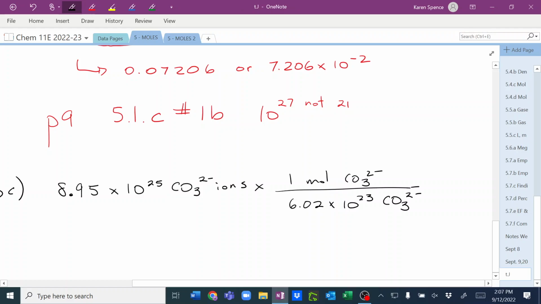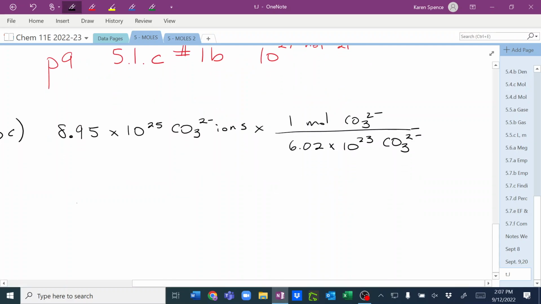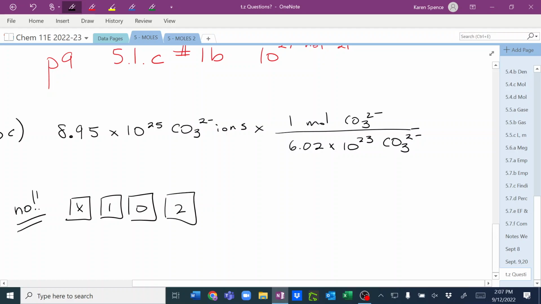If you're getting the right number but the wrong power of 10, this is a calculator problem. So what you would want to type on your calculator for this business here, where it says times, you do not want to do this. This is a no. Times 10 to the 25.